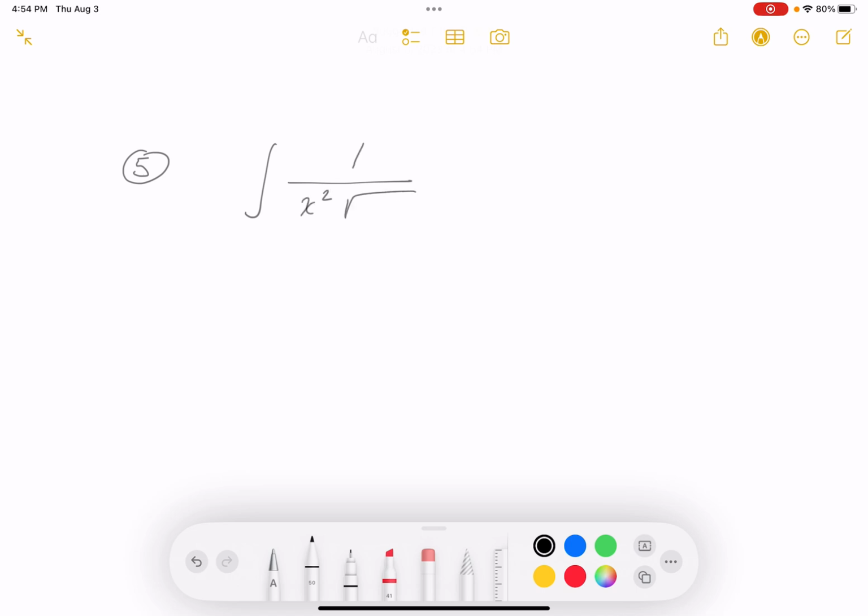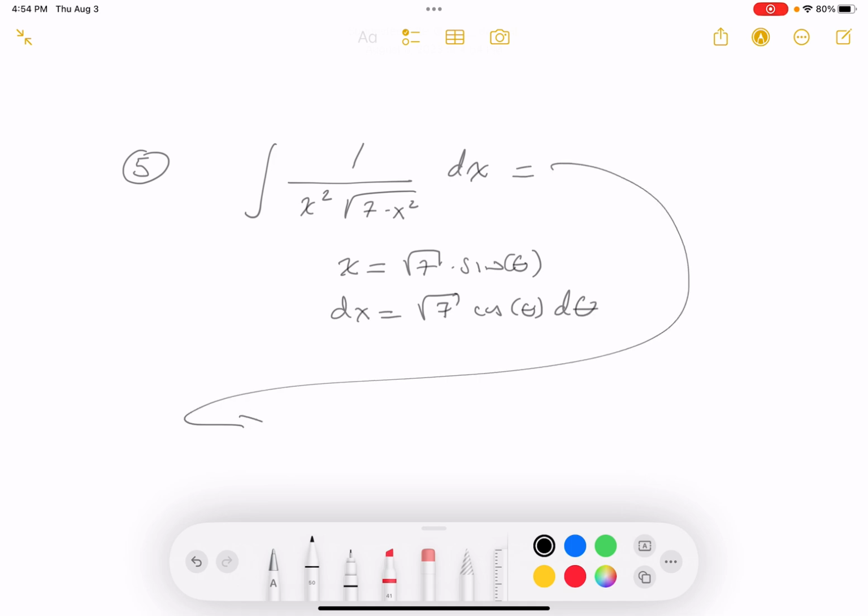So the integrand looks kind of complicated, but it's following the general pattern that we've expected to see at this point. So you make a substitution. I'll tell you what the substitution is going to be. It's going to be x equals, let's see, the root of 7 times the sine of theta. dx would equal root 7 cosine theta d theta. Let's pop it in, see what we end up with.